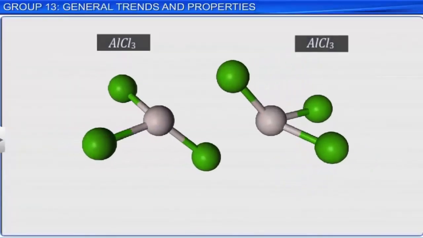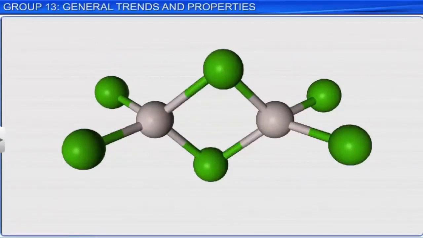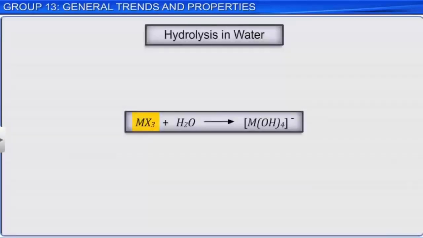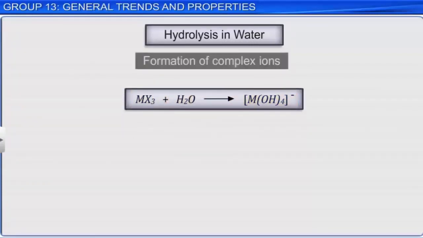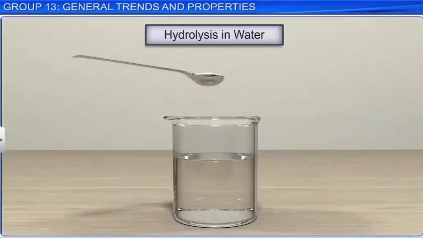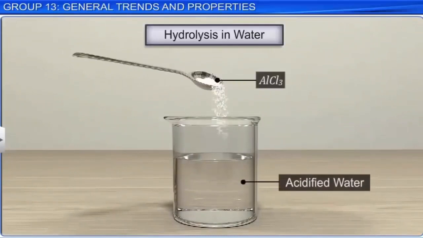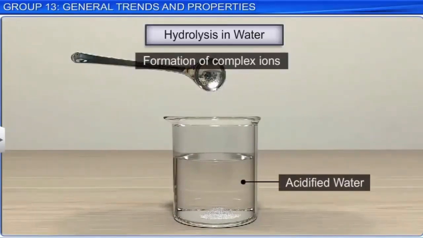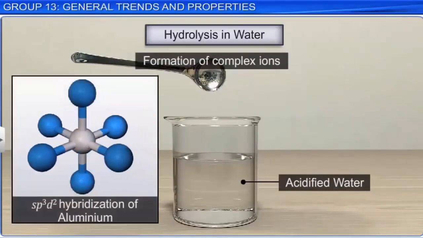Aluminium chloride dimerizes to achieve stability. The dimer has tetrahedral geometry around the aluminiums. Trivalent compounds hydrolyze in water to form complex ions. Trichlorides in water form complex ions with 4 hydroxides around the central metal. In these ions, the metal exhibits tetrahedral geometry and sp3 hybridization. When aluminium chloride is placed in acidified water, complex ions form in which 6 water molecules surround the aluminium.